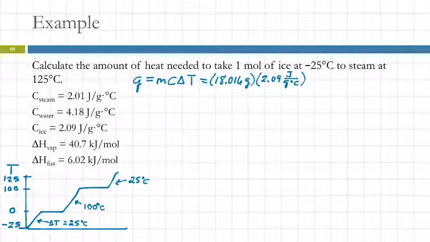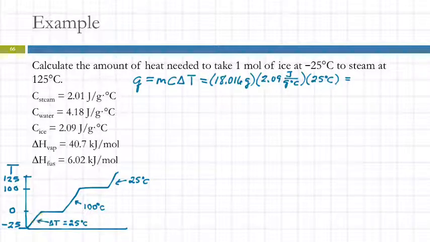Now, if you have a little brain fart and you forget what the equation is, the units here are a huge clue. If I want to find joules, maybe I should multiply by something with grams and something with degrees Celsius so the units work out. You can fudge your way through a lot of stuff just making the units work out. And then we need the temperature change, which we figured out was 25 degrees Celsius. So I'm going to do all the math at the end. So that is for this segment right here.